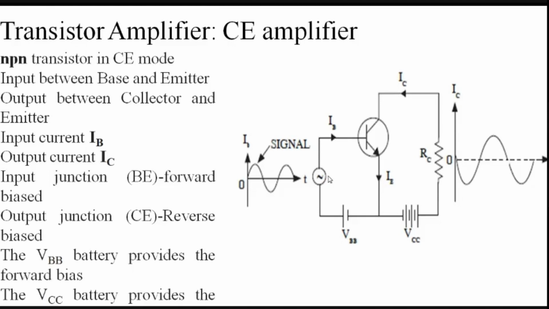Whenever I apply my signal, what happens? This VBB is going to provide a forward bias. As a result, my input I am going to give like this, and the output I am going to get like this. What does it show? Whenever I give the waveform, at the output the waveform is getting magnified. As it is getting magnified, you can also see a phase reversal in it. That is the characteristic of your CE amplifier, whereas the other two amplifiers do not have this characteristic. So we will see why this occurs.